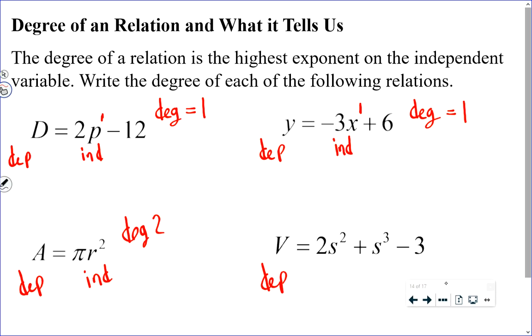When we take a look at the independent variable here, the independent variable occurs in 2 places, and there are 2 exponents. But you were told the degree of a relation is the highest exponent on the independent variable, so this is degree 3.